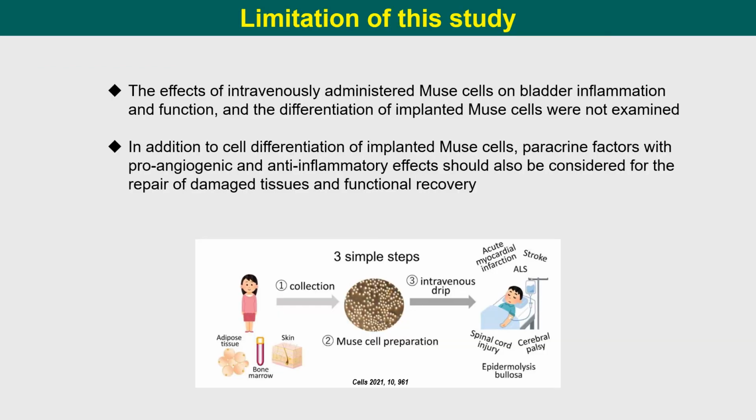The limitation of this study is that the effects of intravenously administered Muse cells on bladder inflammation and function, and the differentiation of implanted Muse cells were not examined. In addition to cell differentiation, paracrine factors with pro-angiogenic and anti-inflammatory effects should also be considered for the repair of damaged tissues and functional recovery. So further studies are needed to clarify these points.